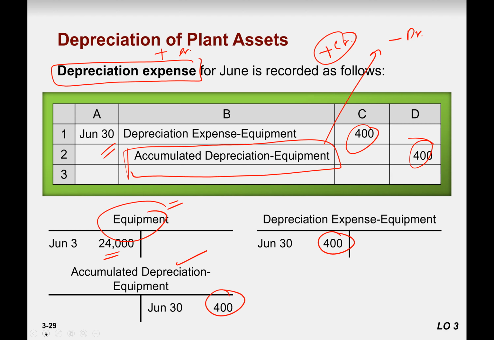I understood how you allocated the numbers, but I still don't quite understand the meaning of accumulated depreciation equipment. Just don't worry about it right now. Just try to understand that we created a new account, which is the opposite of the asset account. We call that the accumulated depreciation account.